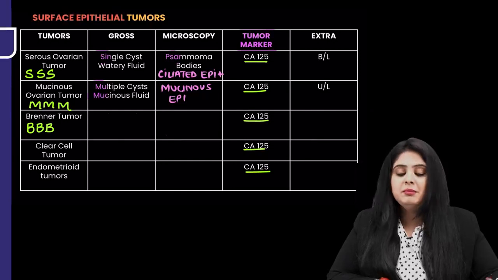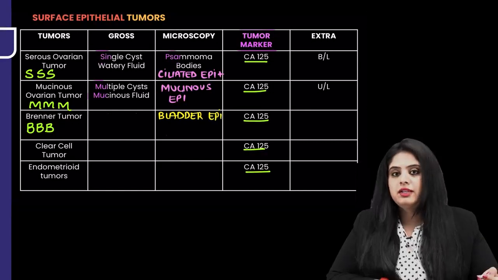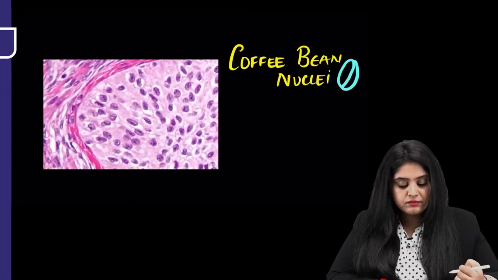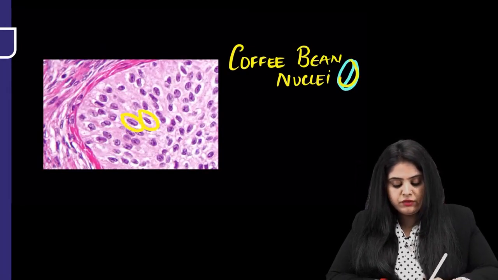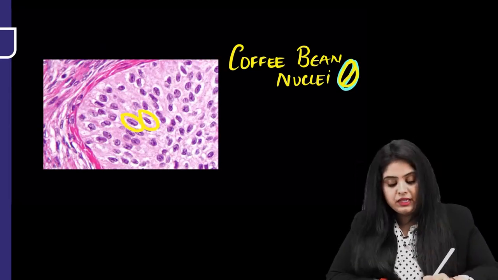Now let's come to BBB. If they are talking about Brenner tumor, the microscopy will show you bladder epithelium. Bladder epithelium is what? Transitional epithelium. And there will be a bean, meaning a coffee bean nucleus is going to be noted. So bladder epithelium and coffee bean nuclei will be noted. So obviously this is the picture that you have to see. You can very well appreciate the nucleus over here has a line through it. So if the nucleus has a line through it, that's a coffee bean nucleus. Let me tell you here only, coffee bean.